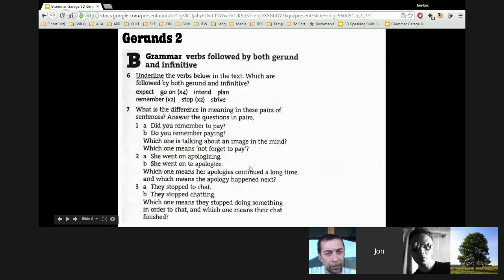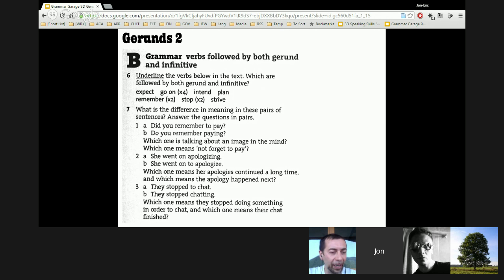Look at exercise 7. What is the difference in meaning in these pairs of sentences? Okay? So Max, let's start with you. Read those two pairs in number 1 and answer those questions. Let's see if we can see the difference now in meaning. Did you remember to pay? Or do you remember paying? Look at those two questions, and when you answer them, you'll start to work out the pattern.